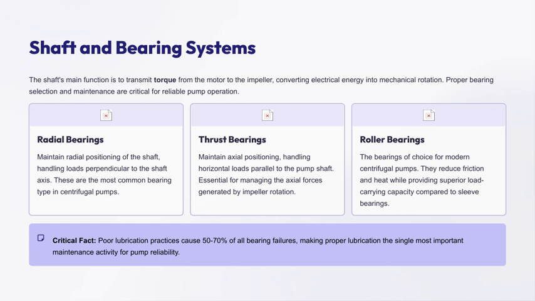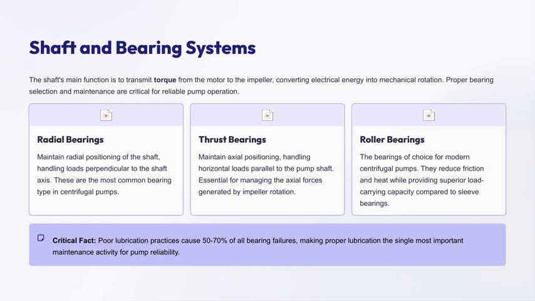Now, focusing on radial bearings, they're responsible for maintaining the radial positioning of the shaft and handling loads perpendicular to the shaft's axis. These are the most common type you'll find in centrifugal pumps because they effectively support the shaft during operation. Then we have thrust bearings, which handle axial positioning. They manage the horizontal loads parallel to the shaft, especially the axial forces generated when the impeller rotates. Without these, the shaft could shift axially, leading to misalignment or damage.